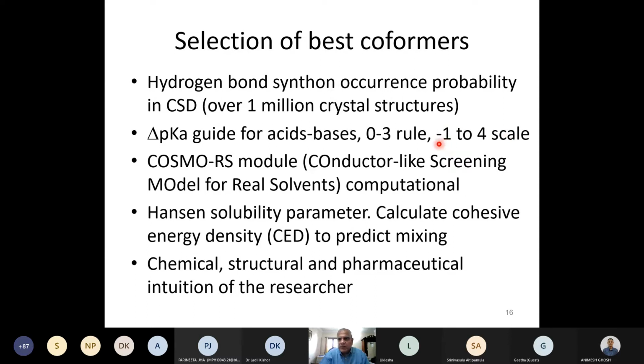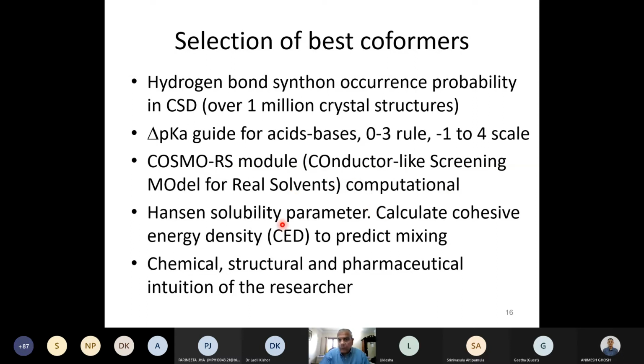So -1, 0 is the neutral side, and 3 to 4 is the ionic boundary line, and anything in between is like a mixed call. It's a gray zone. One can also use computational models, and there are several software packages available for screening those solvents which are most appropriate for the drug and the co-former.